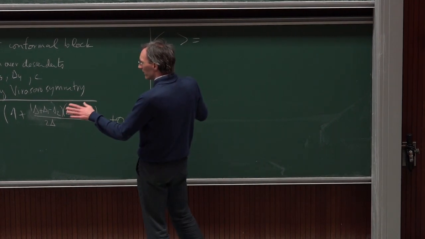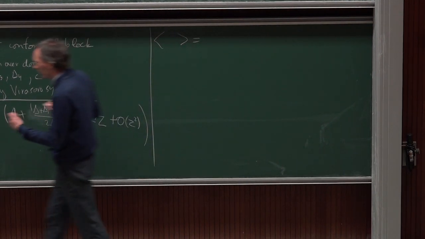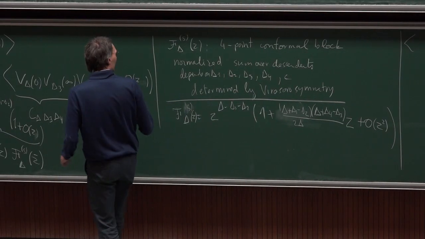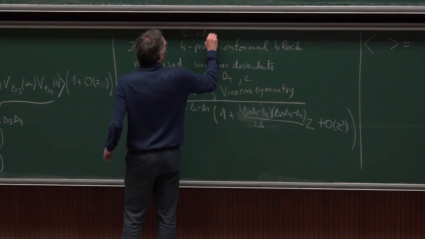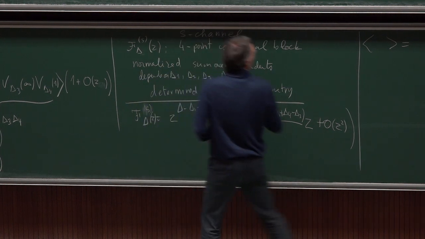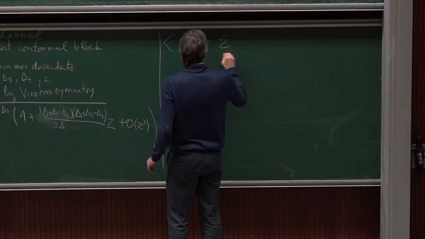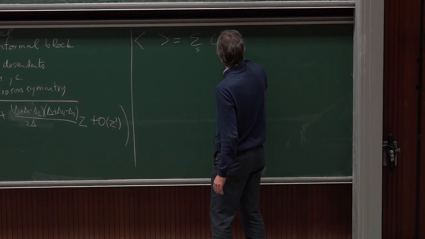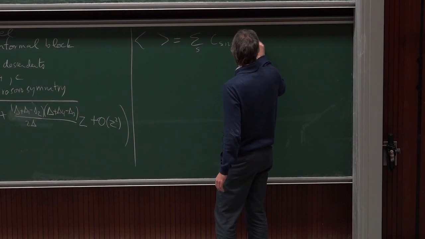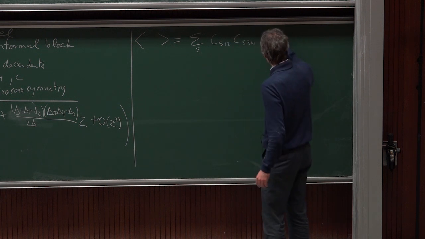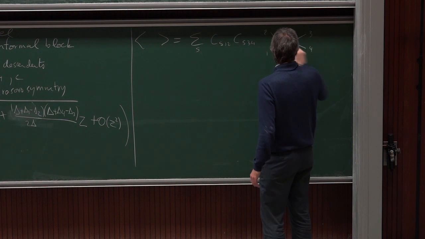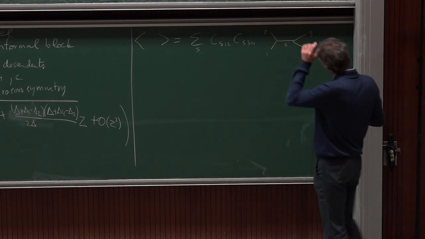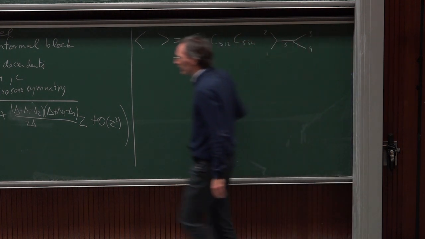Let me rewrite actually the S-channel. So this is called the S-channel decomposition, and that's an S-channel conformal block. The S-channel decomposition looks like a sum over S, C S12, C S34, times the conformal block, and the traditional notation for this block is this, 1, 2, 3, 4. Here I'm using this notation for the product of the left and right moving blocks.